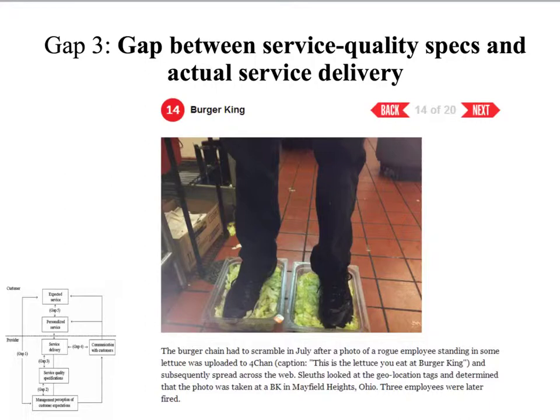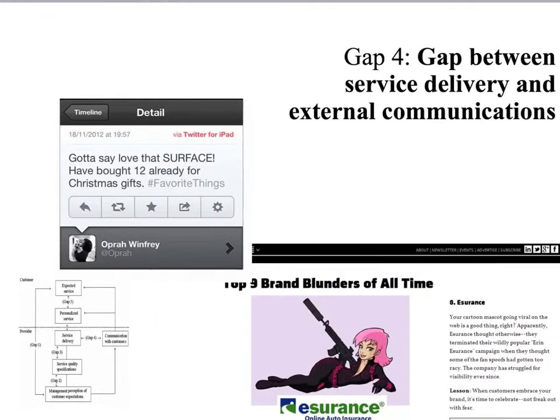Now let's glide along that dotted line that we saw before and talk about gap 4, the gap between service delivery and external communication. How well is our client letting their current and prospective customers know about the offering? Here I include a couple of examples. I'll start with the one at the bottom with Esurance.